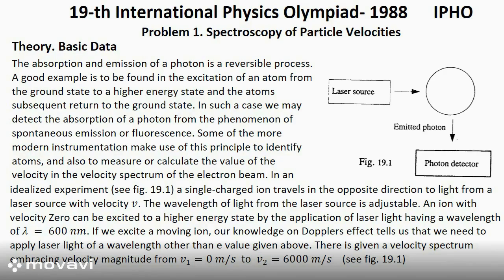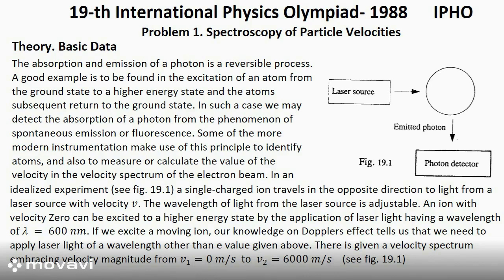A good example is to be found in the excitation of an atom from the ground state to a higher energy state, and the atom's subsequent return to the ground state. In such a case we may detect the absorption of a photon from the phenomenon of spontaneous emission or fluorescence. Some of the more modern instrumentation make use of this principle to identify atoms, and also to measure or calculate the value of the velocity in the velocity spectrum of the electron beam.